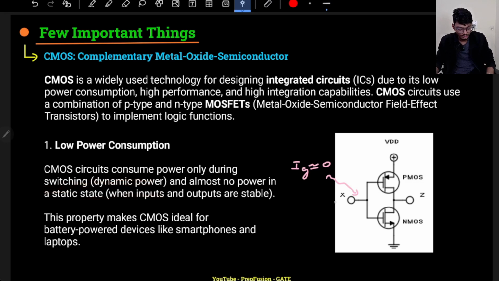But while turning it on, obviously there will be some transient, there is some MOS capacitance and so on, so some current will flow. During switching there will be some current, but in stable states there will not be any current at all. So Ig is 0. That's why it has no current. This property makes CMOS ideal for battery powered devices like smartphones and laptops, because we have power constraints there, and battery capacity is limited.